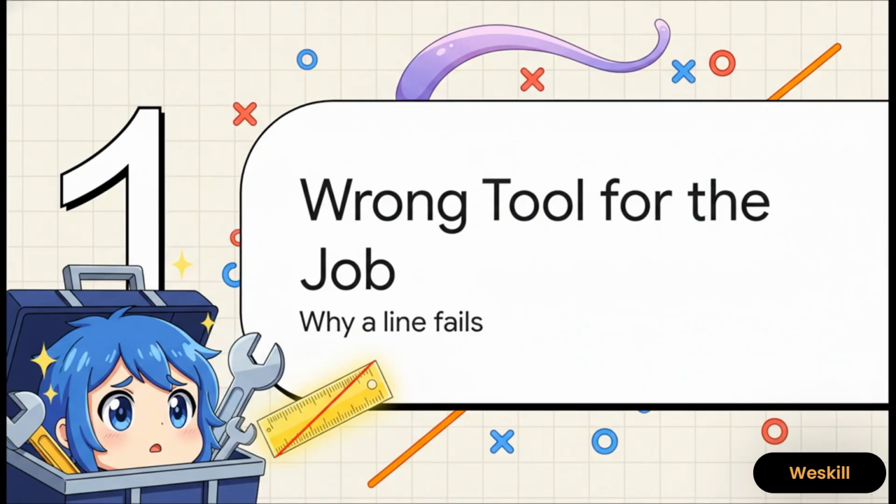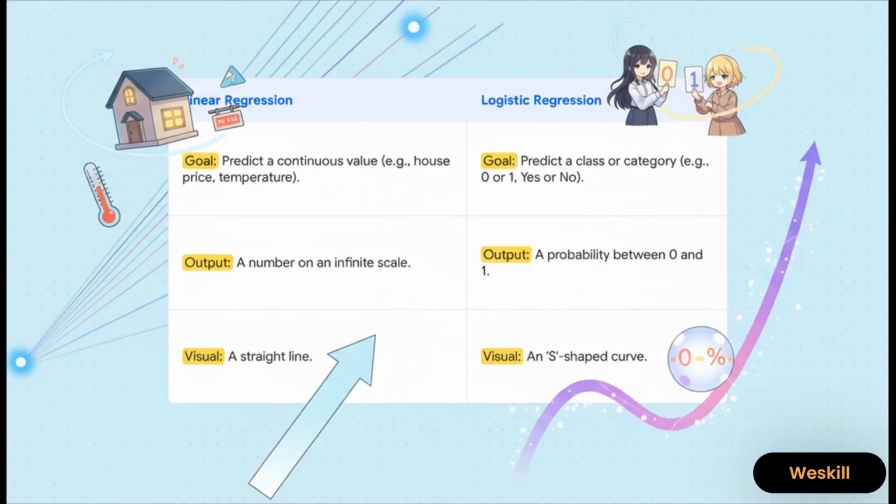Now, to make these kinds of predictions, we absolutely need the right tool. And your first instinct might be to just try and draw a straight line through the data to find a trend. That's something called linear regression. But for our yes or no problem, it's just the wrong tool for the job. Here's why. See, linear regression is great for predicting something continuous, like the price of a house, which could be any number. It gives you a straight line.